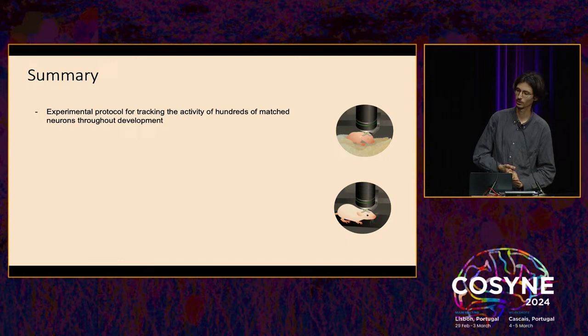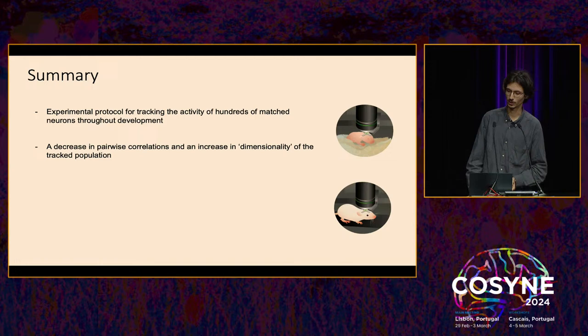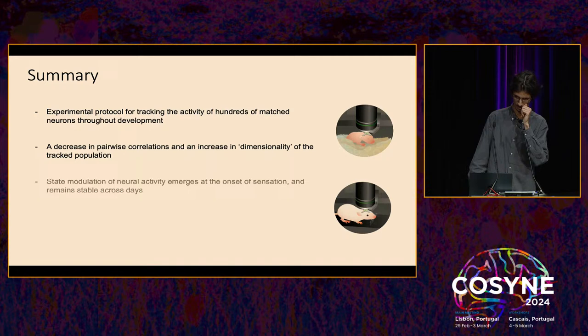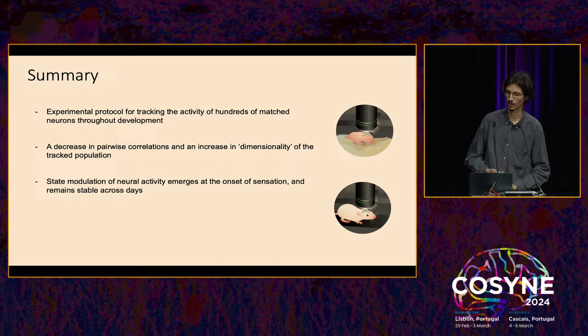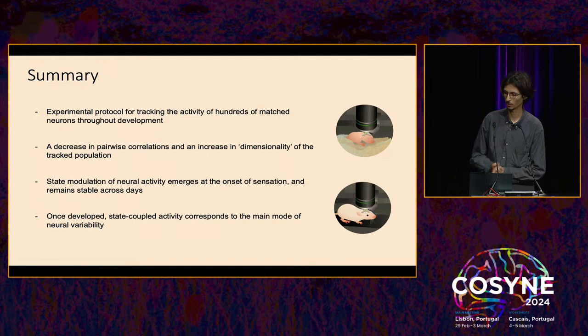the activity of hundreds of matched neurons throughout development. I showed a decrease in pairwise correlations and an increase in the dimensionality of the tracked population. I showed that state modulation emerges at the onset of sensation and remains stable across days, and that once developed, this state-coupled activity corresponds to the main mode of neural variability.